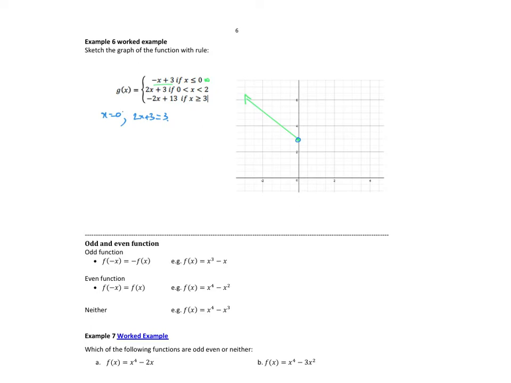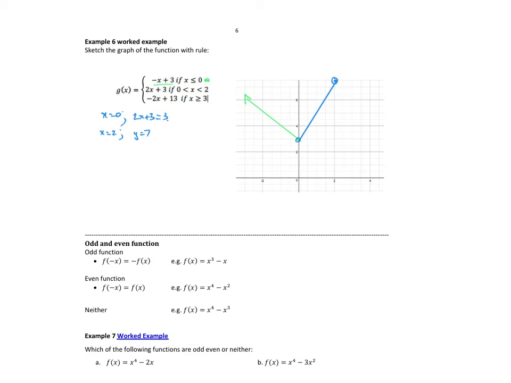And then at x equal to 2, I get 2 times 2 is 4, plus 3 is 7. So the point (2, 7) is about there. Hollow dot, just in case, we don't know whether they'll join up. And we can just put our line in pretty close. So there's the second graph.